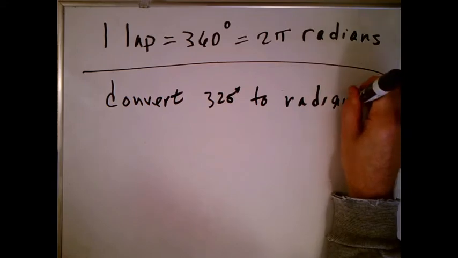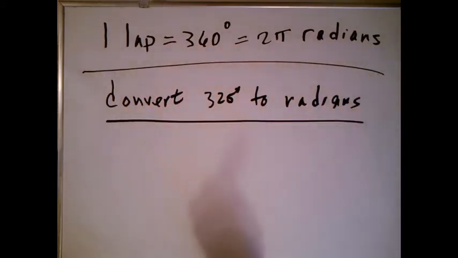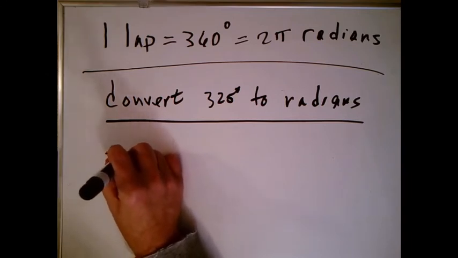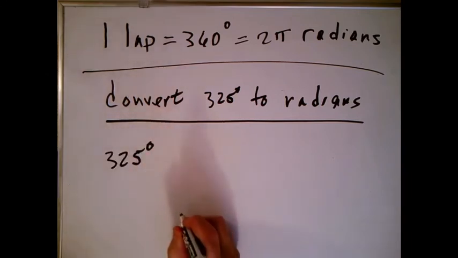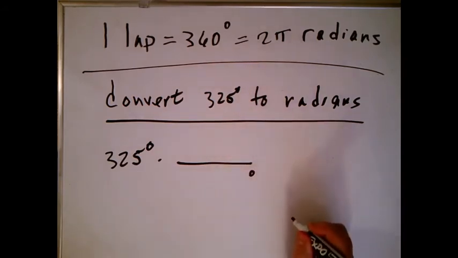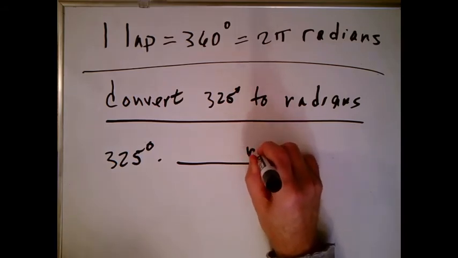Like I say, chemistry does this a little bit differently. It's the same procedure, they organize it differently. Anyways, I wanted to start out with 325 degrees, like that. I want to multiply by a fraction that gets rid of the degrees and puts radians back in. So degrees has to go down here, radians has to go up here like this.